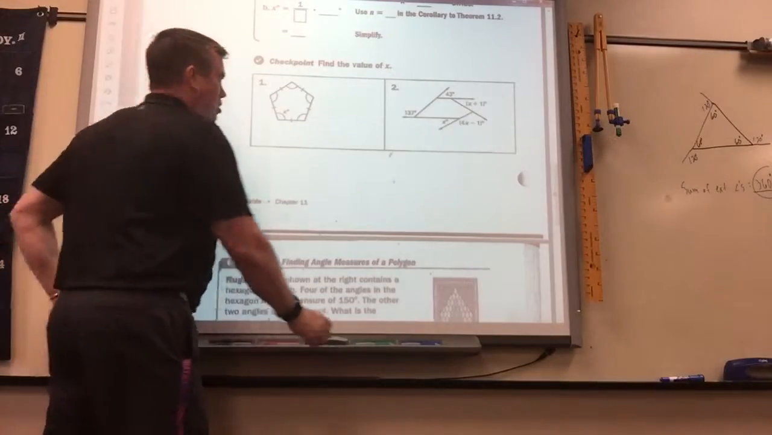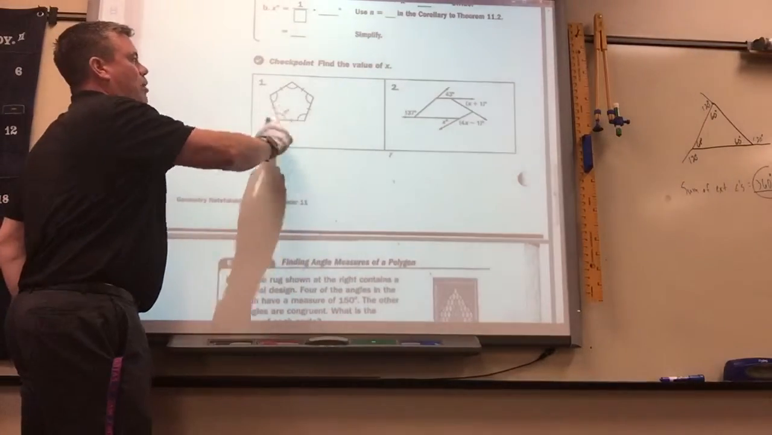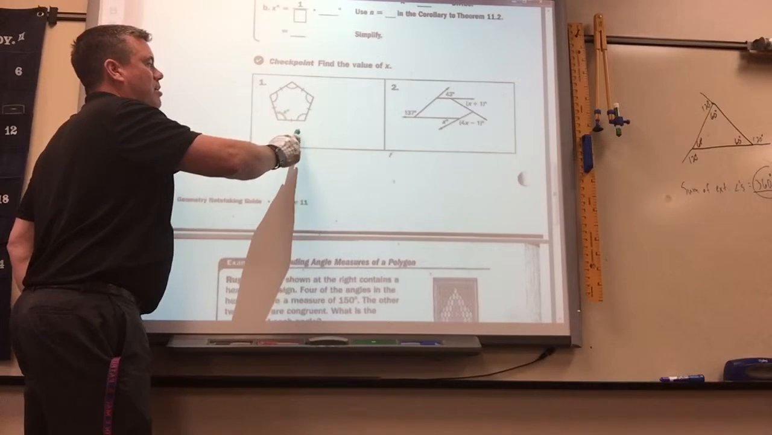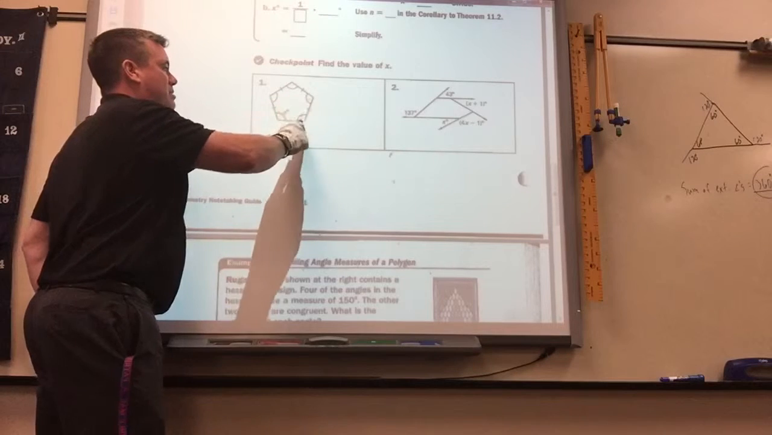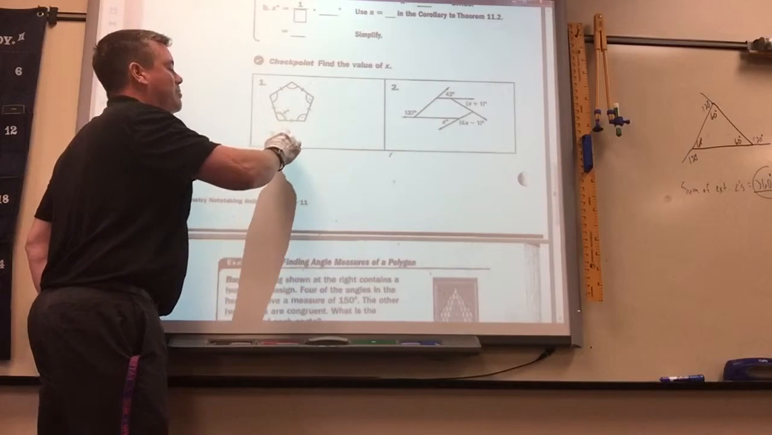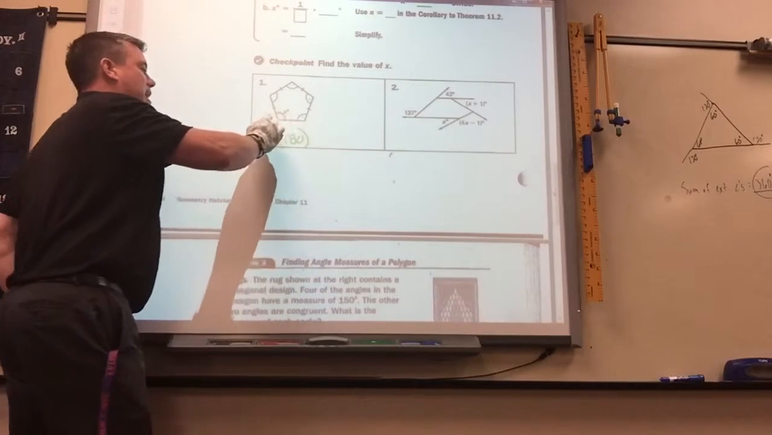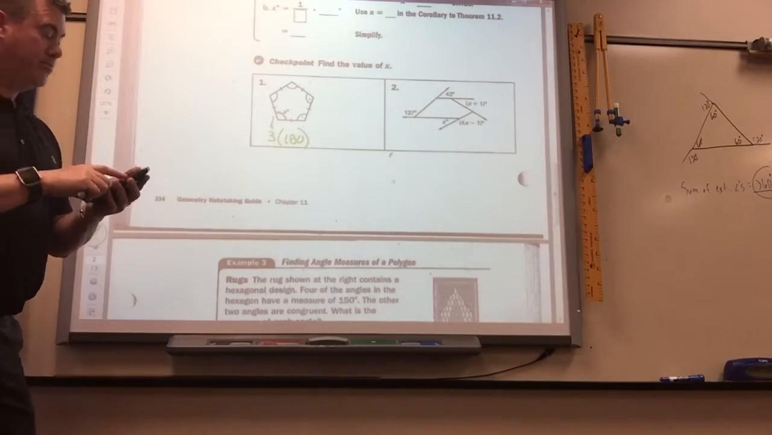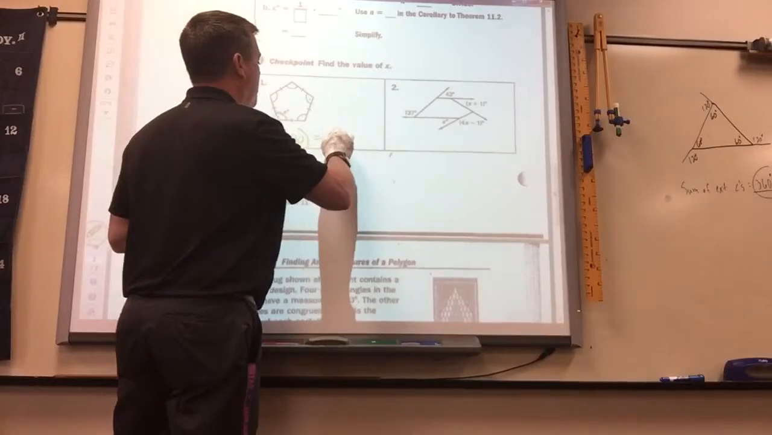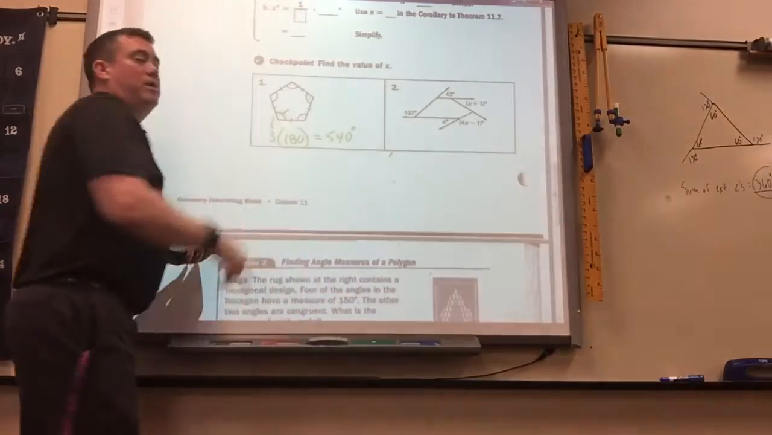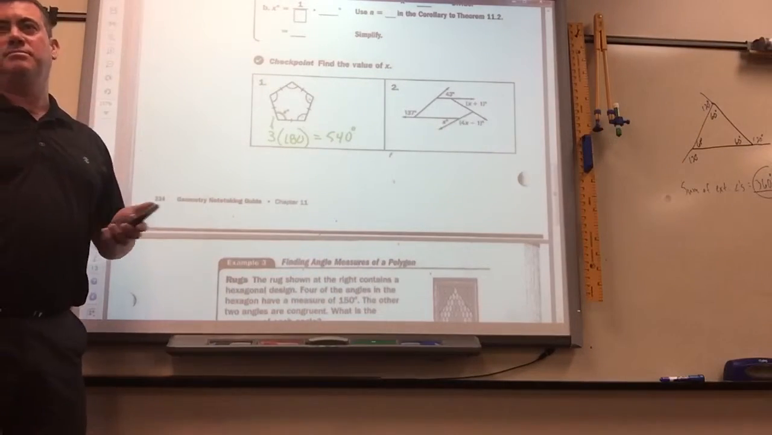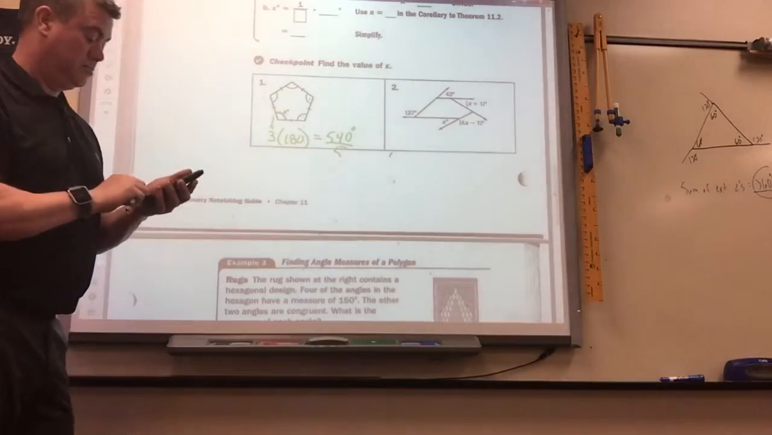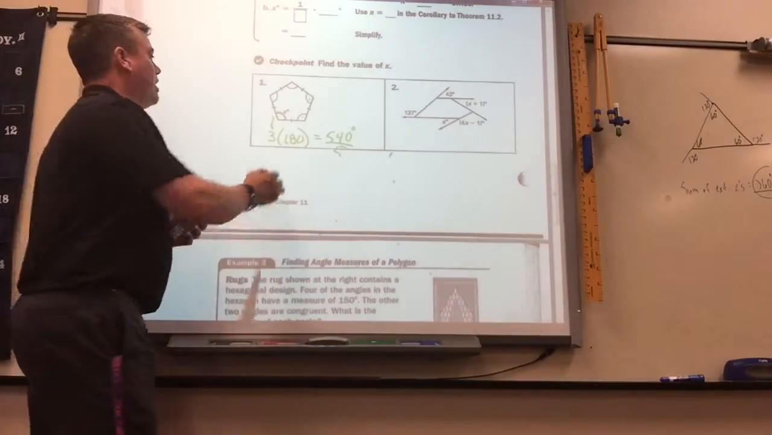Okay, so here we've got a regular pentagon. This is an interior angle. So we got to figure out what these 5 angles add up to. So we take 3 times 180, because remember you got to subtract 2 off the number of sides. And you get 540. So to figure out what x is, you got to do what? Divide by 5, because they're all the same. 108.